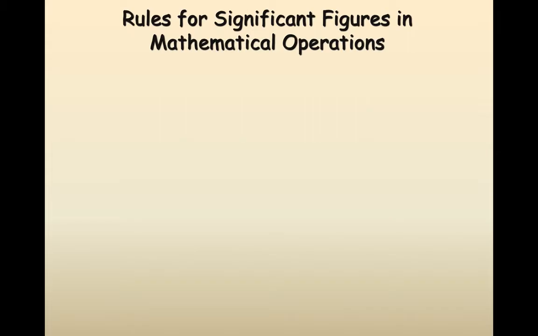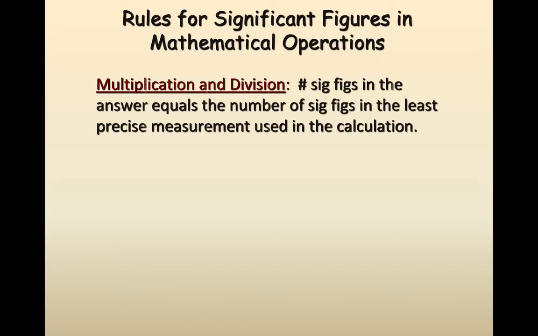Now, when we do math with sig figs, there's 2 rules you need to know. One of the rules is for multiplying and dividing. That's the first rule that we're going to learn. So here's the word definition. It's probably going to make more sense when you see the example, but the number of sig figs in the answer equals the number of sig figs in the least precise measurement in the calculation.